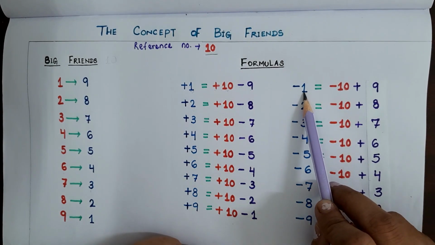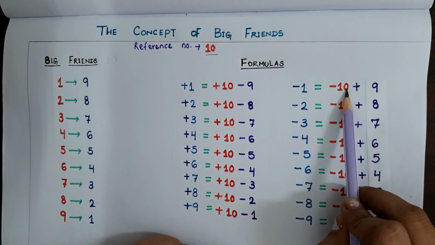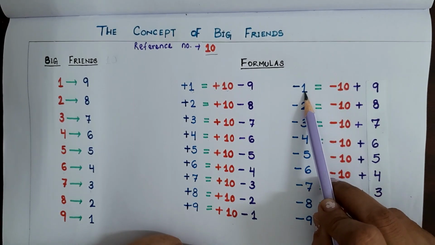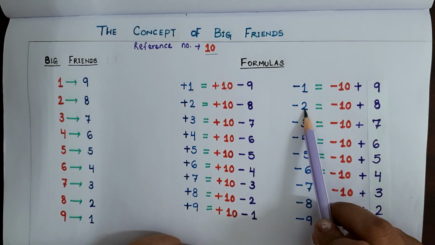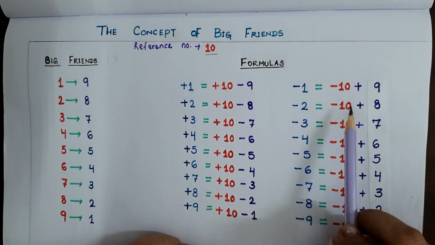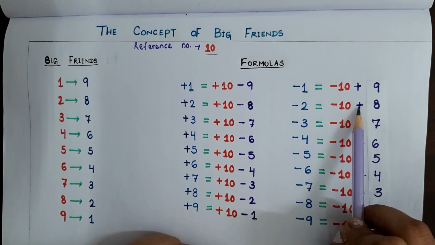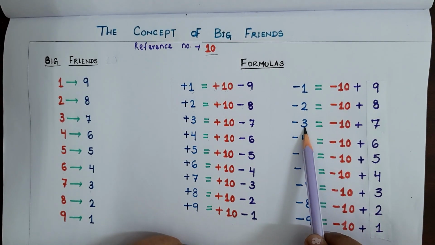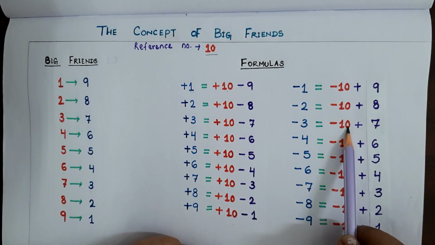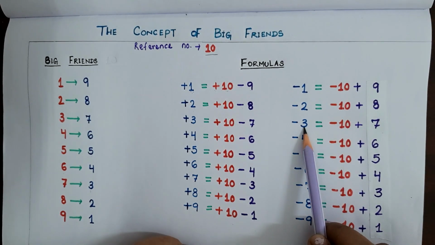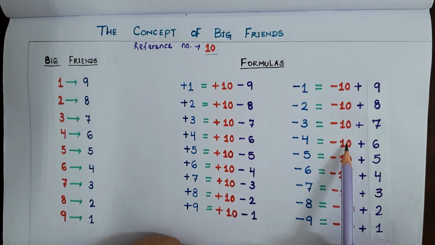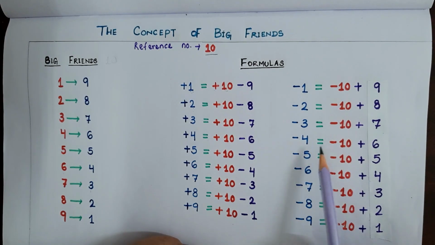If we want to subtract 1, we have to subtract 10, which is the reference number for big friends. Then add the big friend of 1, that is 9. If we want to subtract 2, we have to subtract 10, then add the big friend of 2, that is 8. Like this, if we want to subtract 3, we need to subtract 10, then add the big friend of 3, that is 7. For subtraction of 4, we need to subtract 10, then add the big friend of 4, that is 6.